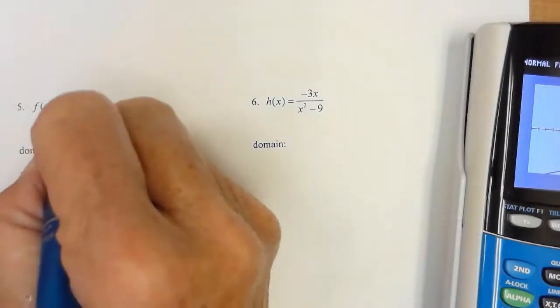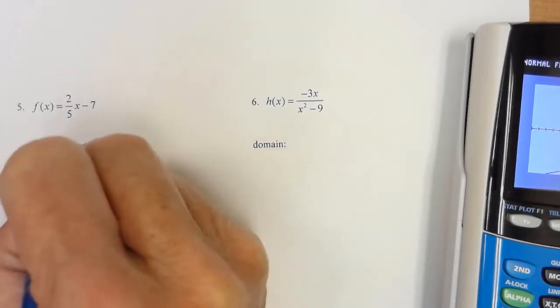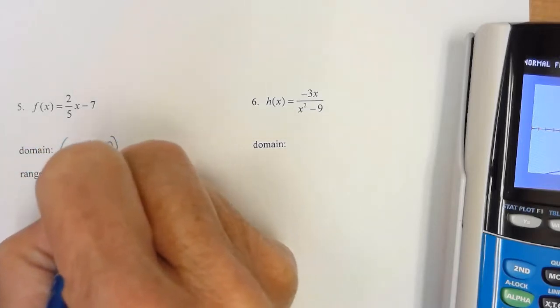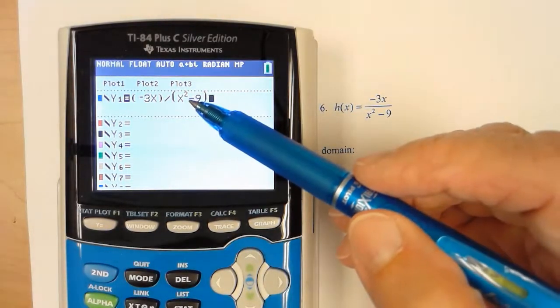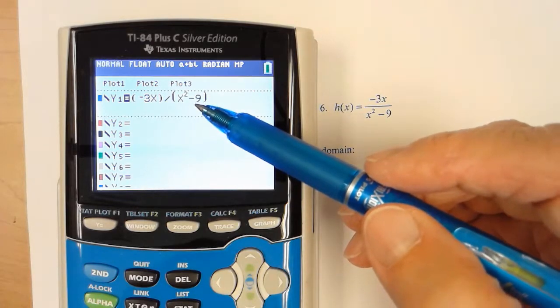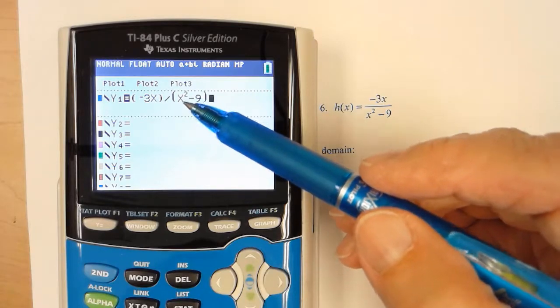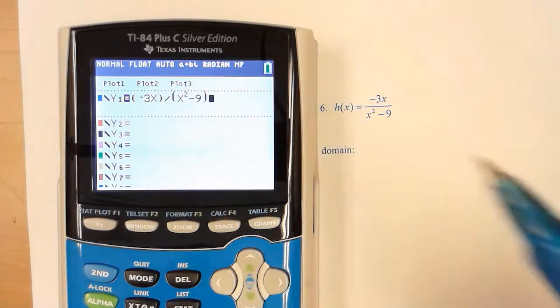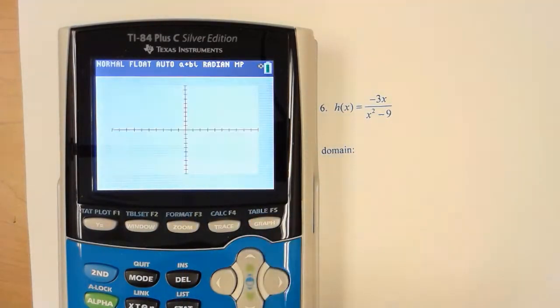Alright. One more. Now before I graph it, you know this is a difference of perfect squares, and if I factored that, I'd have x plus 3, x minus 3. So something's going to happen at negative 3 and 3. I do believe we'll have division by 0, and I do believe we're going to have breaks on this one.